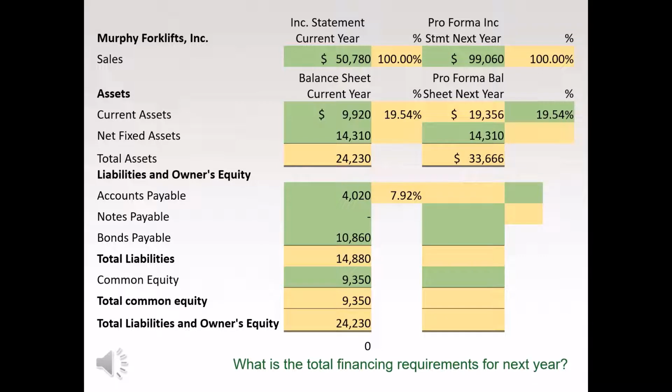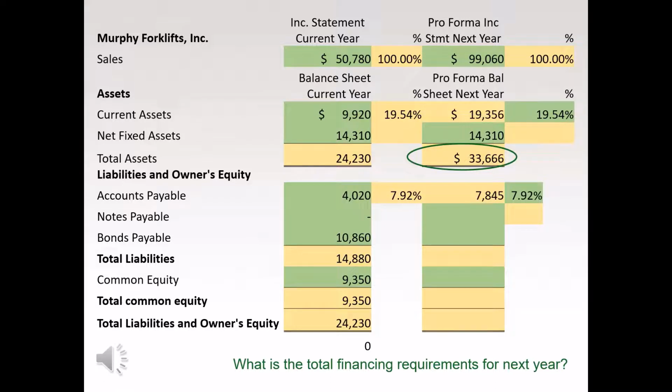The next number is our net fixed assets. In this problem, we're told that our net fixed assets did not change. If it does change, it will change in leaps and bounds based on the costs of a project and not as a percentage of sales. So we can add together now our assets, and we can see that our total financing requirements for the next year are $33,666. That's the amount that we need to be able to cover through our liabilities and our equity.